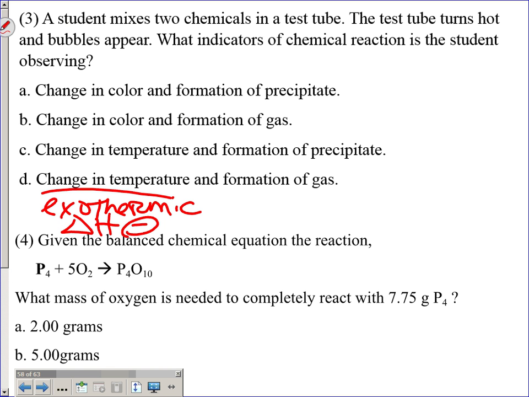What other indicators of a chemical reaction are we observing as well? It says bubbles appeared. Bubbles is not a fancy word. Formation of gas is a little fancier. What's even better than that? Gas evolution. I was waiting for you. Okay, thanks. So gas evolution.